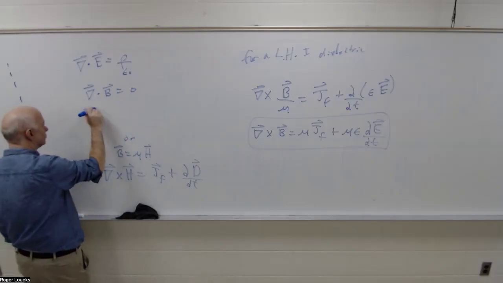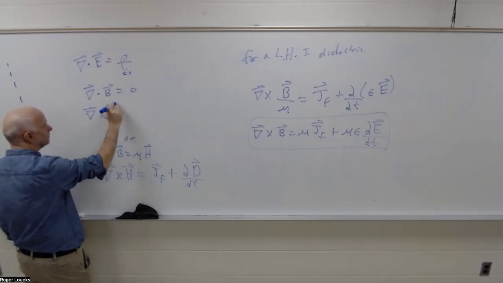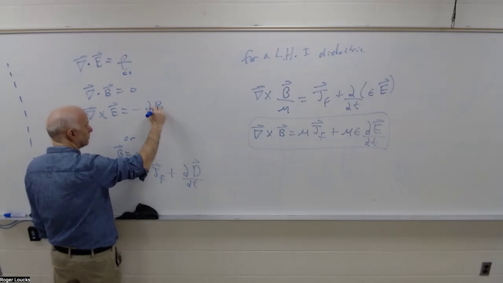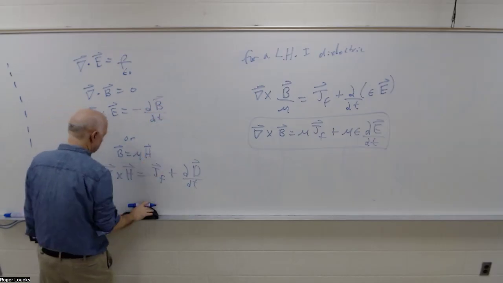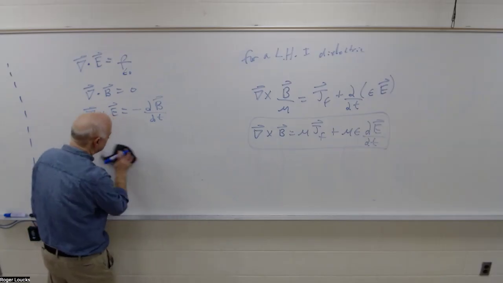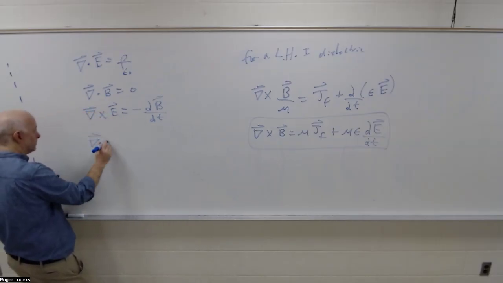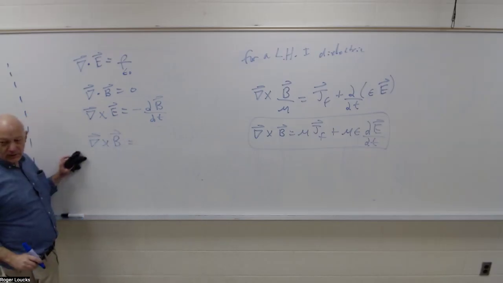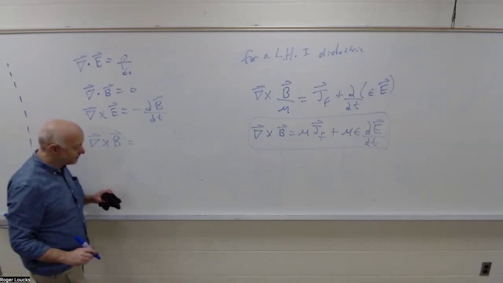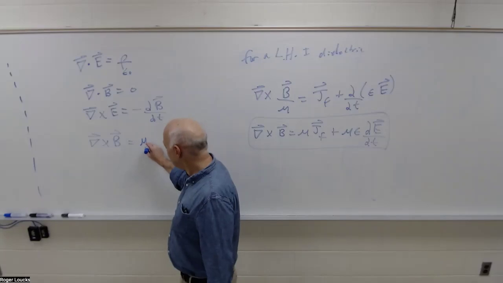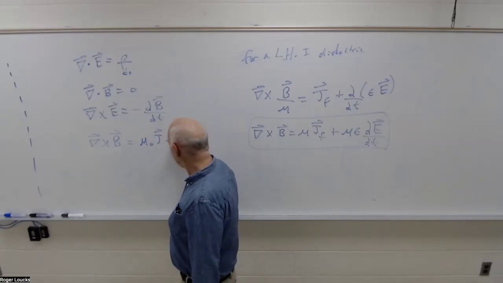And the curl of E, which is this one called Faraday's law, is minus partial B with respect to t. And the divergence of B equals 0. The curl of B equals mu naught J plus mu naught epsilon naught partial E with respect to t.